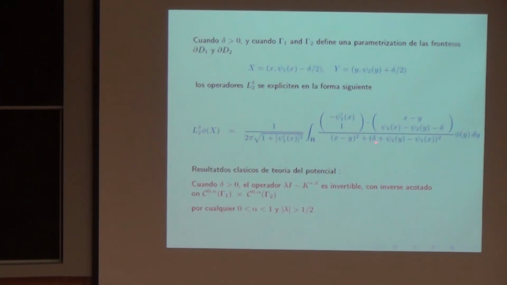But as soon as delta is strictly positive, this is bounded from below, and you get very smooth operators, smoothing operators that map L2 functions into C infinity functions. And the whole point of our analysis is to understand how these things degenerate as delta tends to 0.